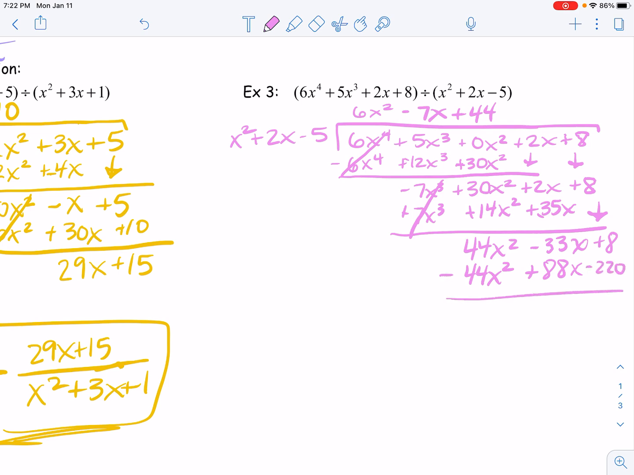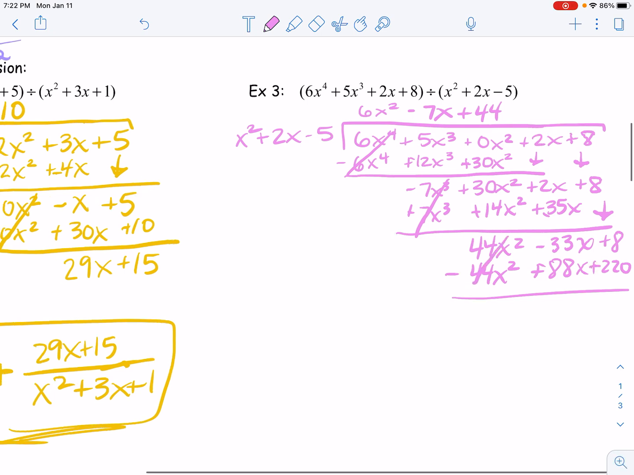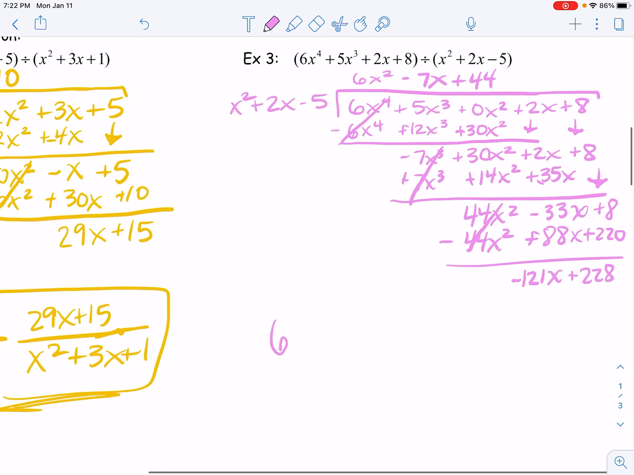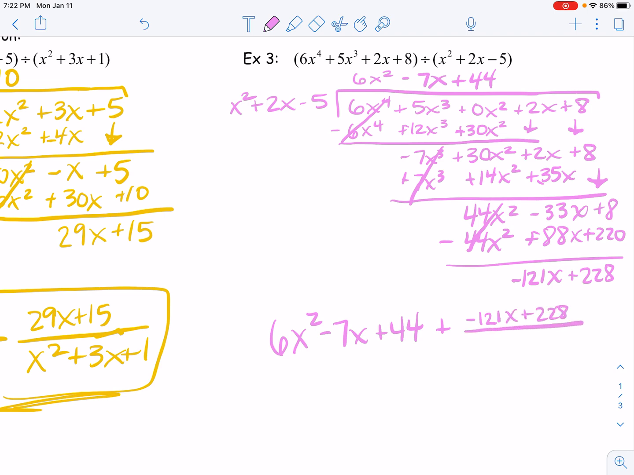Draw the line, change the signs. Cancel. That is going to now be a negative 121x and a positive 228. I cannot divide a negative 121x by x squared, so I stop here. My quotient is 6x squared minus 7x plus 44 with a remainder of negative 121x plus 228 over x squared plus 2x minus 5.